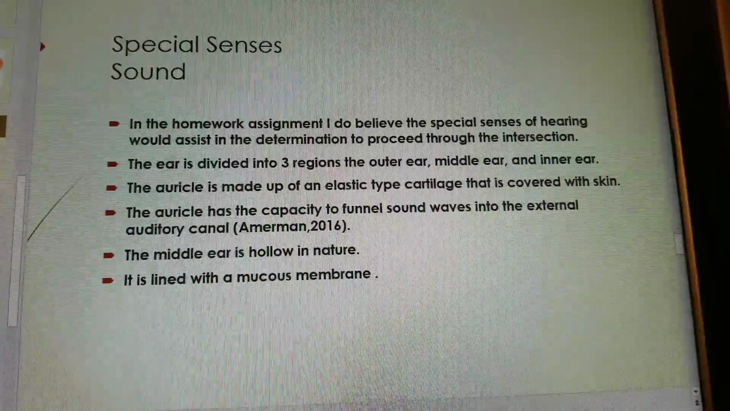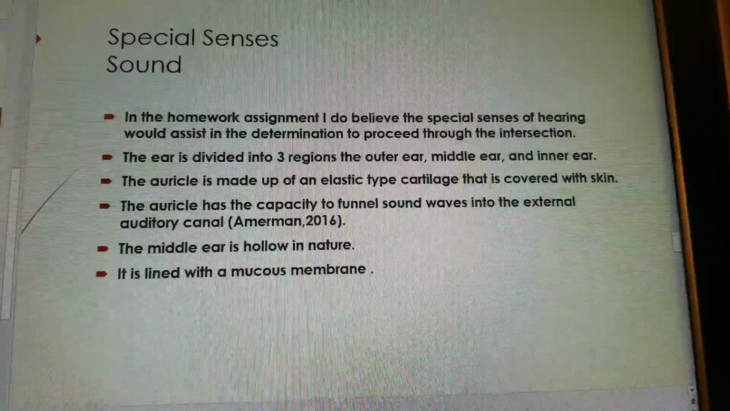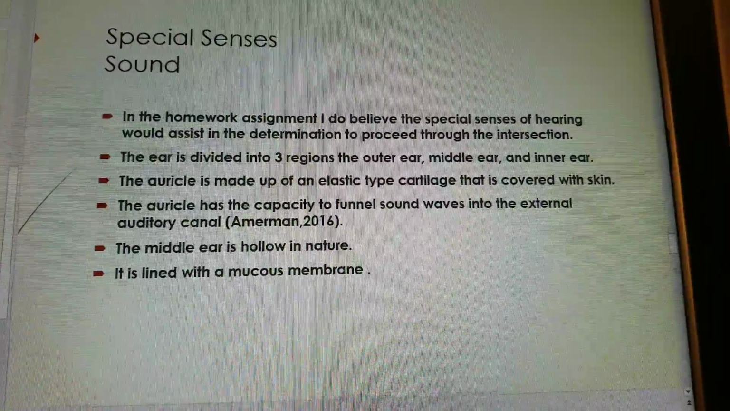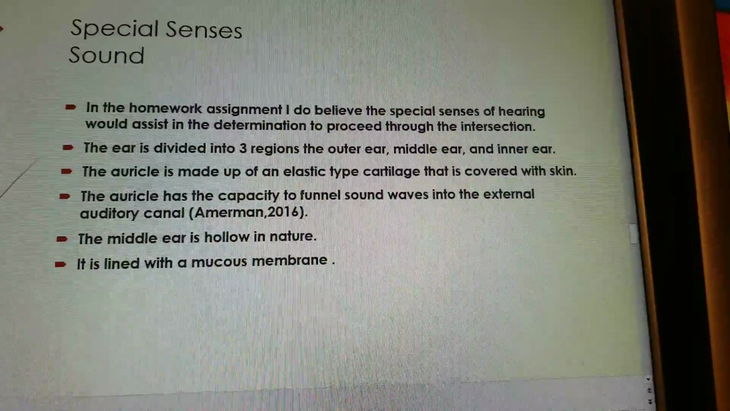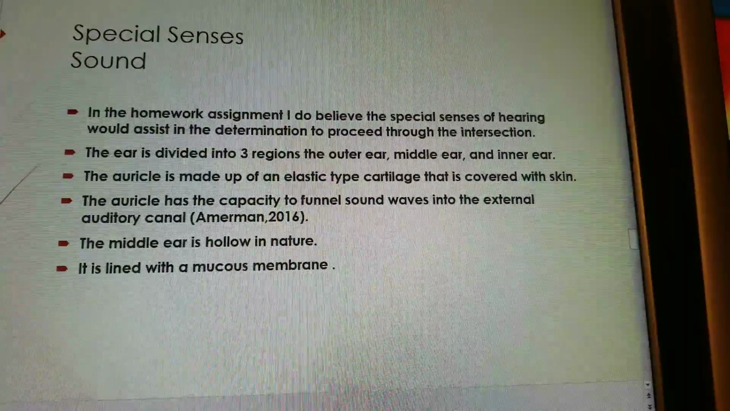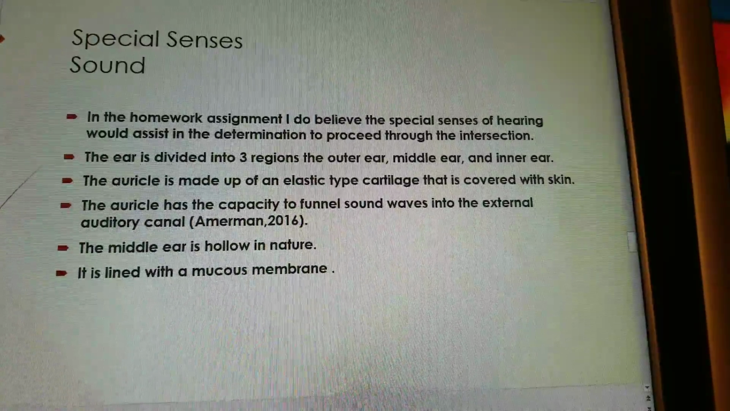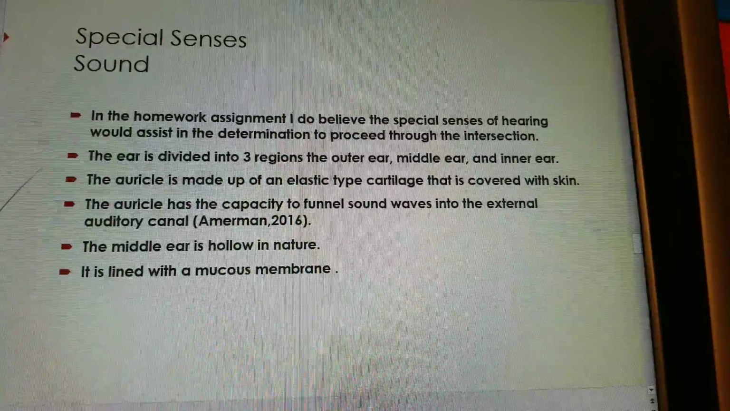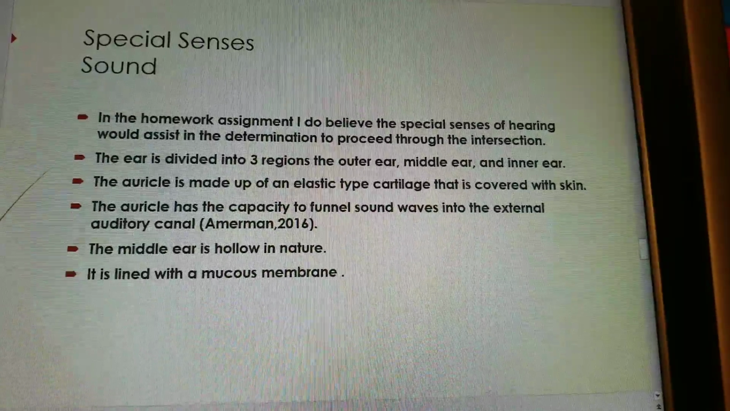In the homework assignment, I do believe the special sense of hearing would assist in the determination to proceed through the intersection. The ear is divided into three regions: the outer ear, middle ear, and inner ear. The auricle is made up of an elastic-type cartilage that is covered with skin. The auricle has the capacity to funnel sound waves into the external auditory canal.